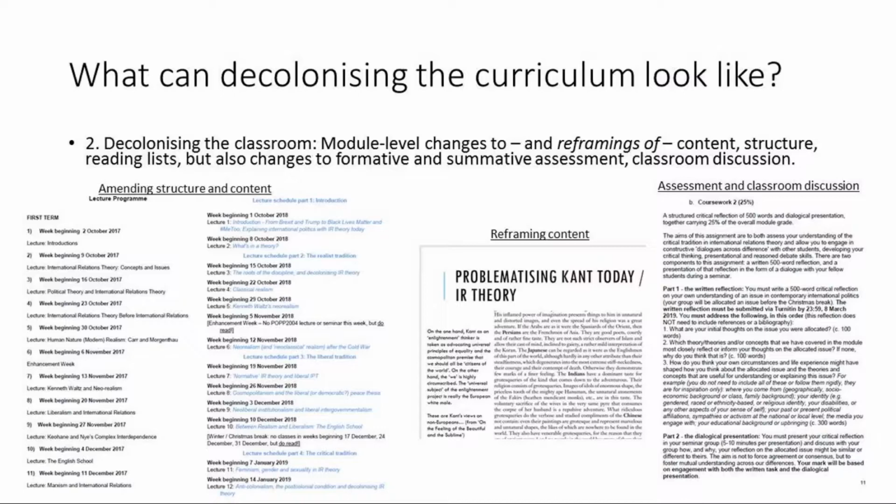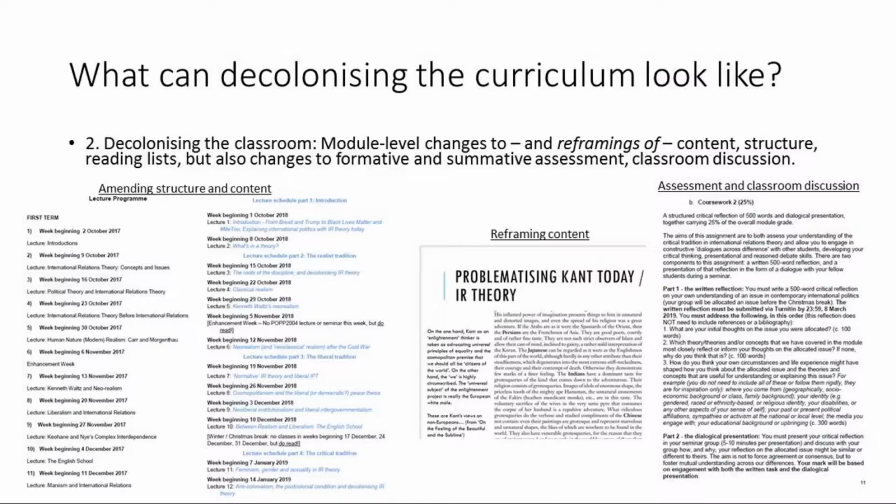And then the last part, which was to be 300 words, they were asked to think about their own circumstances and life experience and how this might have shaped how they think about both the allocated issue and the theories or concepts that they had spoken about in the previous section. And we give examples of things like where you come from, geographically, socioeconomically, in terms of your family or class background, your identity, gendered, race, ethnicity-based, religious identity, disabilities, or other aspects of your sense of self.